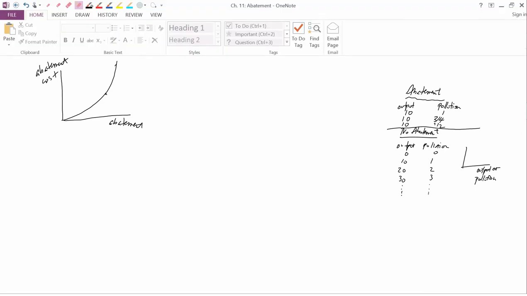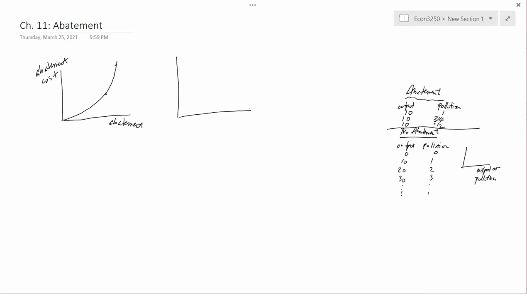You won't be surprised that we next want to learn about marginal abatement cost. And just briefly, if the initial level of abatement is small, you'll recall that the marginal is given by the slope of a tangent line. And if I draw a tangent line to the abatement cost curve here, I get approximately this.